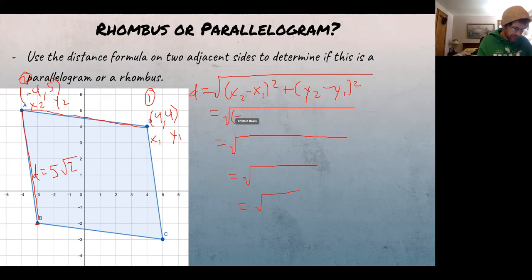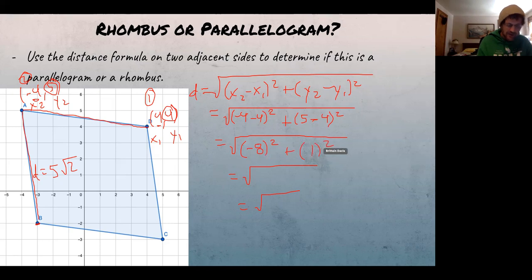X sub 2 is -4. It's right here. X sub 1 is 4 right here. So y sub 2 is 5. It's right there. Minus, what's y sub 1? It's 4. And that's squared. So anyways, we get -4 minus 4 is going to be -8 squared, plus 5 minus 4 is 1 squared.